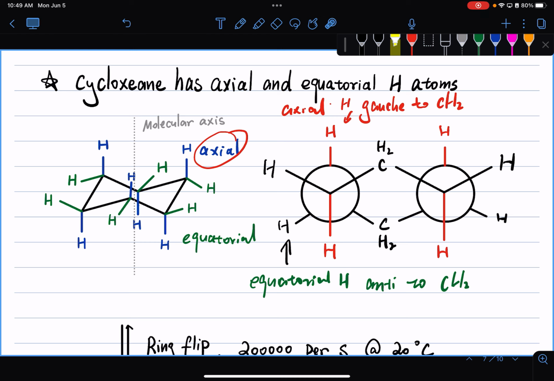All right? I'm running out of time again, so next lecture we'll spend some time looking at the ring flip between the two chair conformations and see how the substitution on your chair affects the overall conformation. And hopefully we'll have some time to look at the biomolecules. We'll see how it goes.